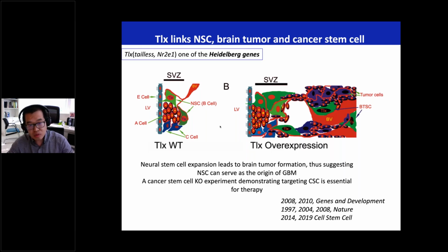In addition, if the tumor is fully developed, we have also seen that Taylor's is expressed by the stem cells in the tumor, and if you remove the Taylor's gene genetically in the fully established tumor, the animals do survive longer, suggesting it acts as a self-renewal gene. So if you really target this pathway, the animals survive better. So as a proof of concept, if you target cancer stem cells, that might be helpful for therapeutics.